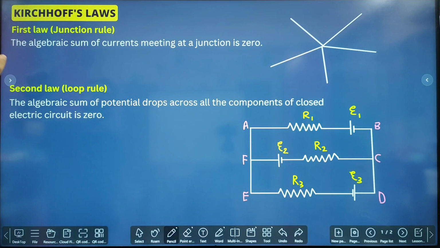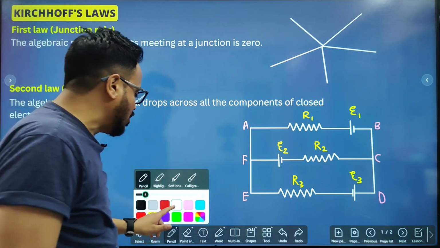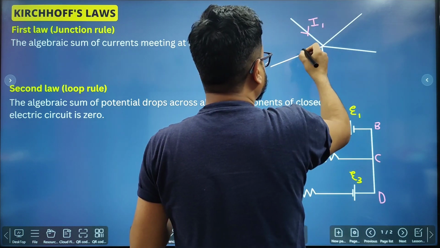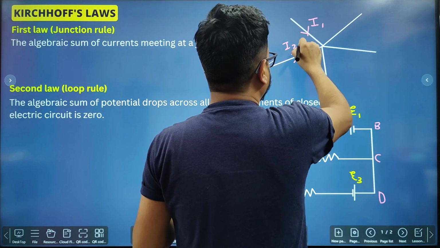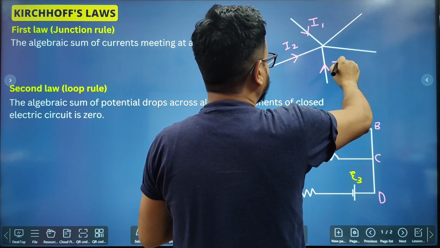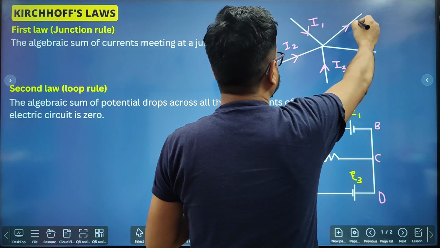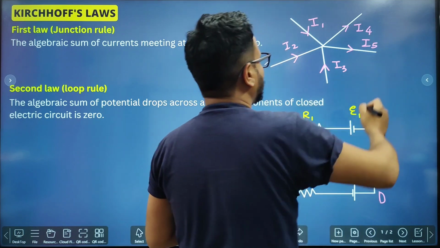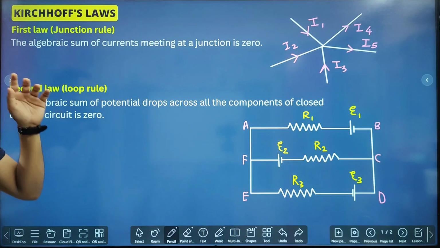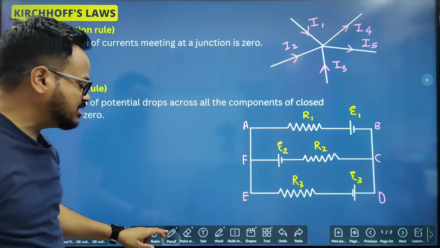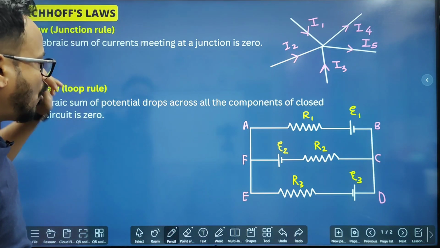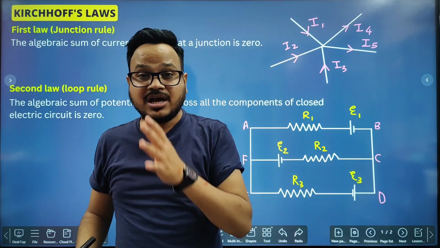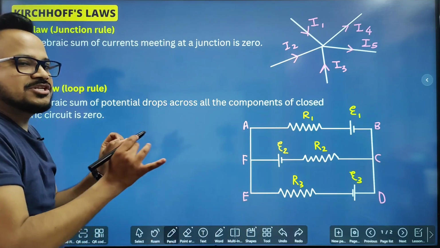So the first law says that the algebraic sum of currents meeting at a junction is zero, which means that if suppose a current I1 is coming towards this junction and current I2 is coming towards this junction from this branch, and current I3 from this branch, and current I4 is going away from the junction from this branch, and current I5 is going away from the junction from this branch. So this law says that the algebraic sum of currents meeting at a junction is zero. Or we can say that the total current coming towards the junction is equal to the total current which is leaving the junction. Both statements have the same meaning.